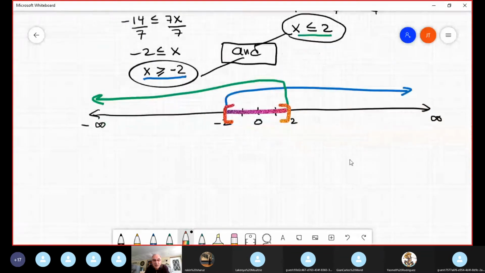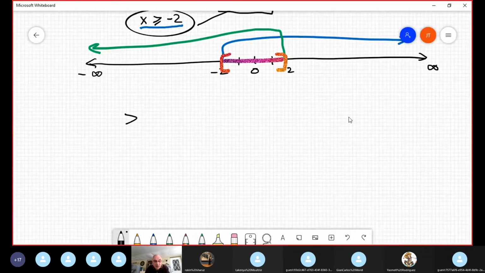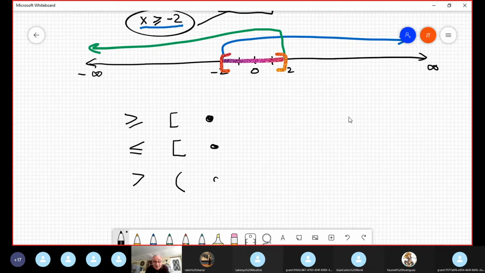Okay, let me summarize, guys. When you have greater than or equal, then bracket, or that symbol, it's equivalent. When you see less than or equal, bracket, or that symbol. So equal sign, bracket. No equal sign, parenthesis. This is a convention. You need to memorize this and that's it.